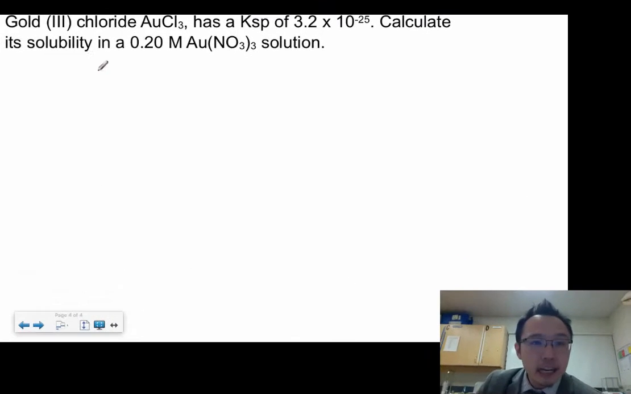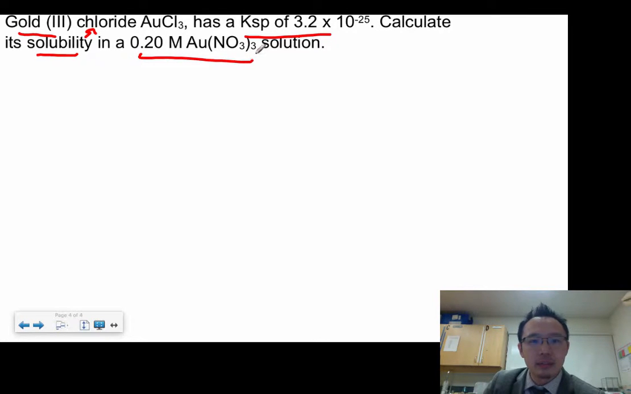So this is the second example for a common ion problem. This one involves gold 3 chloride and has a KSP of 3.2 times 10 to the negative 25. You're calculating its solubility in this solution. You can notice that you start with gold, you end up with gold. Gold is your common ion. So the first step is to calculate my concentration of just gold. So here's my equilibrium expression.